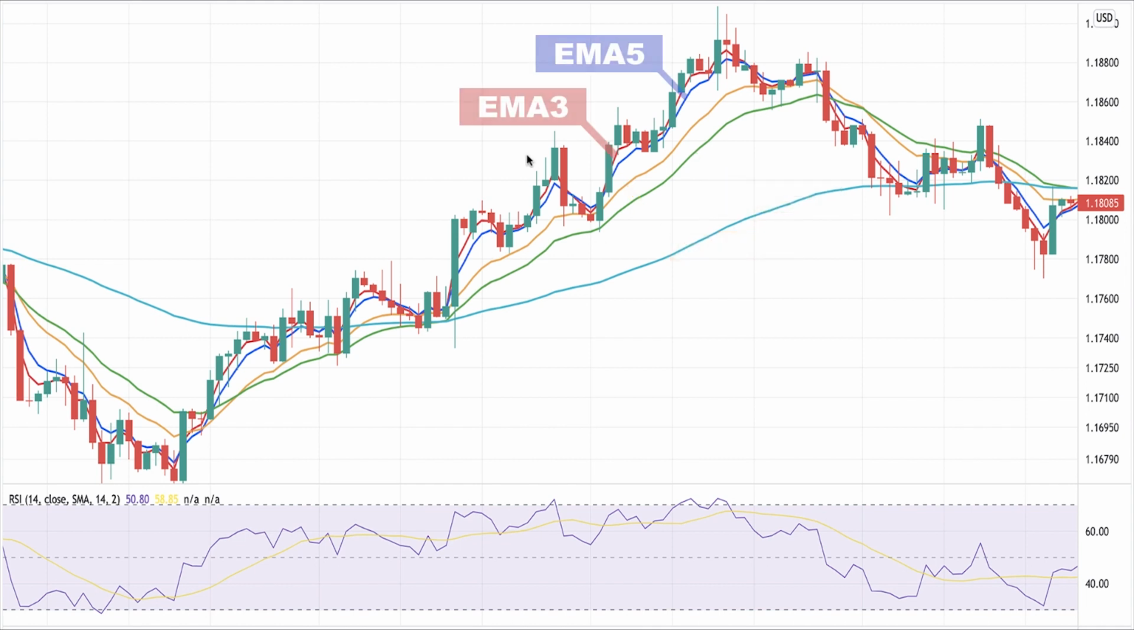And then we have another 2 shorter exponential moving averages with length of 3 and 5. These 2 EMAs are used in conjunction with RSI as a trigger for entering a trade. Actually, crossing of the EMA 3 above or below the EMA 5 supported by the appropriate level of RSI tells us whether to go long or short.